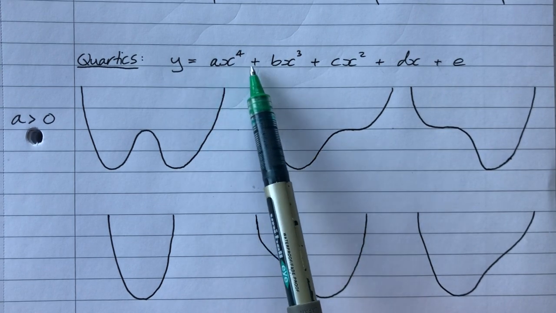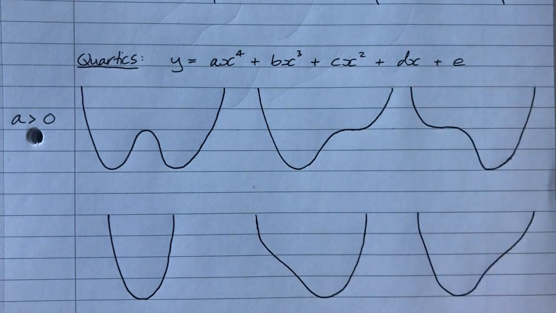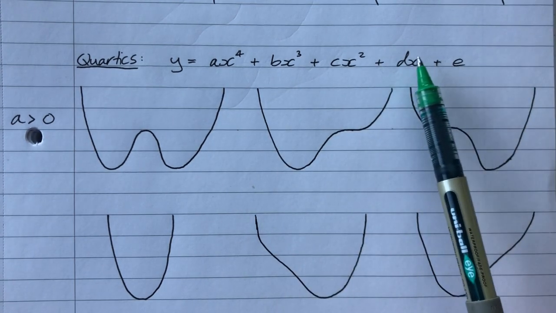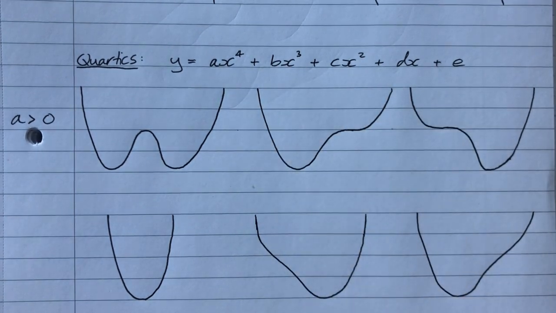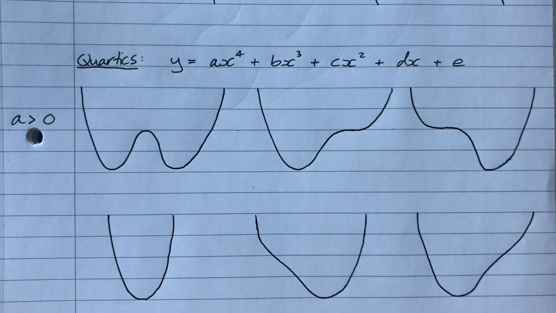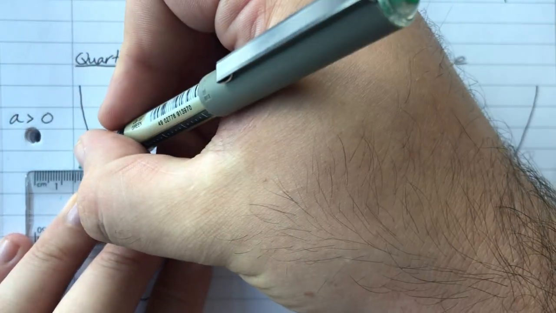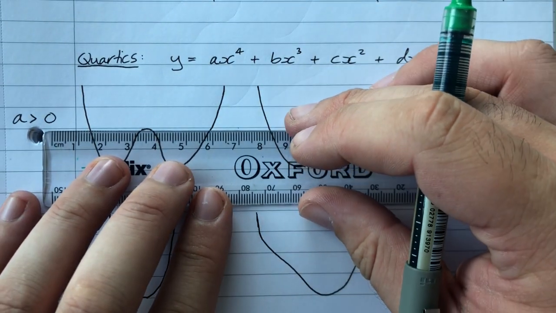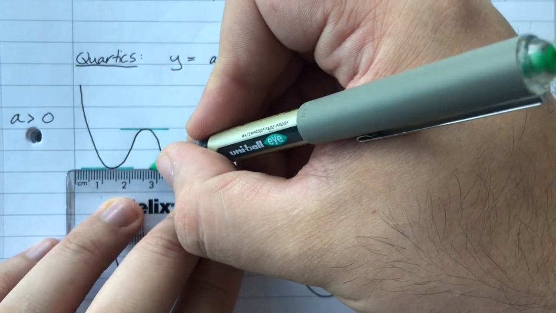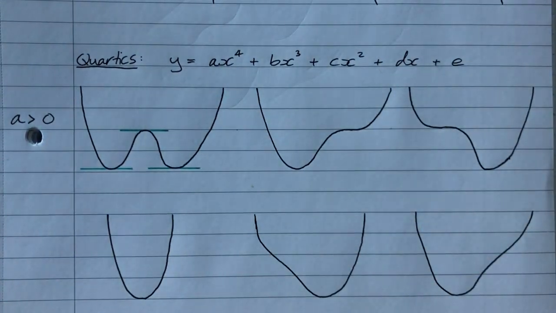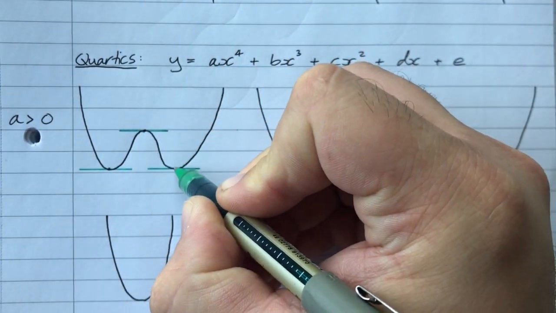So y equals ax to the 4 plus bx cubed plus cx squared plus dx plus e, where a, b, c, d and e are any real constants. And if a is positive, then we end up with one of these 6 shapes. So for a quartic curve, you could have a curve which has 3 stationary points. And in general, if you have an nth order polynomial, then you can have up to n minus 1 stationary points. And they'll all be turning points if that's the case.